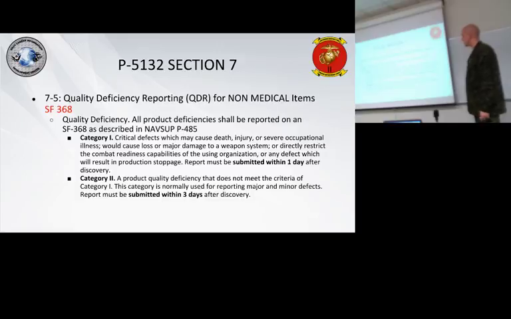Maybe something to notice. Again, category 1, critical defects which may cause death, injury, or severe occupational illness. Would cause major loss or damage to a weapons system, directly restrict the combat readiness capabilities of the using organization, or any defect which results in product production stoppage. Must be submitted within 1 day, and that's at 24 hours after discovery. So again, category 1 is the more critical category. Just talking about non-medical items in this case.